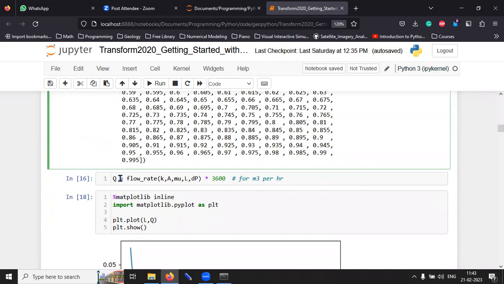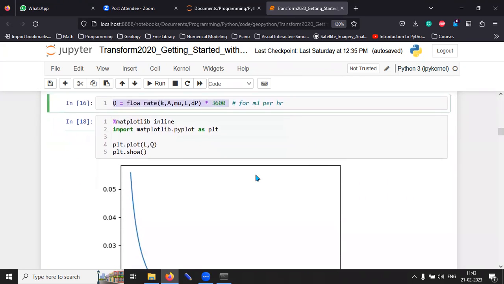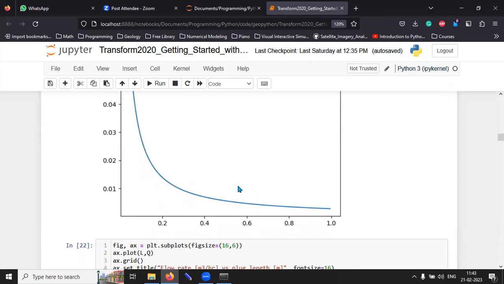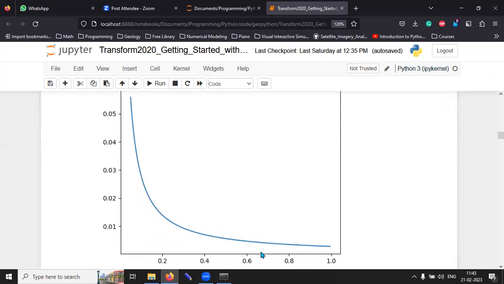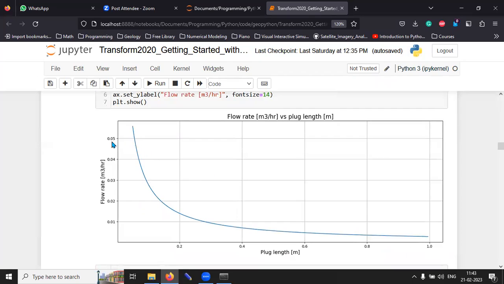And we are writing the same code, except we are now providing it for meter cubes per hour, the flow rate. And we can generate a plot of length versus Q. Now, this plot is not very useful because you don't know which units are in which axis. So here is the figure that shows you the flow rate in the y-axis and the plug length in the x-axis.